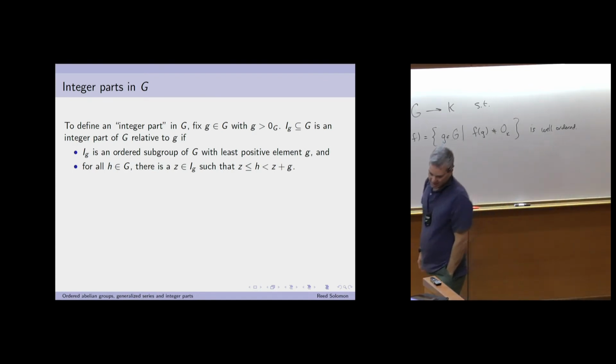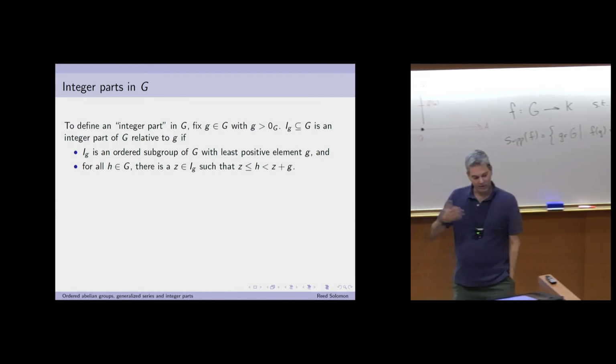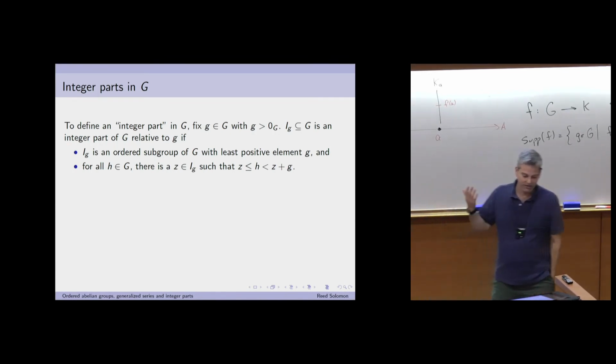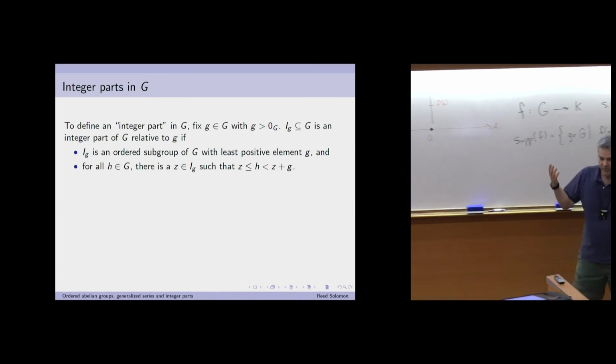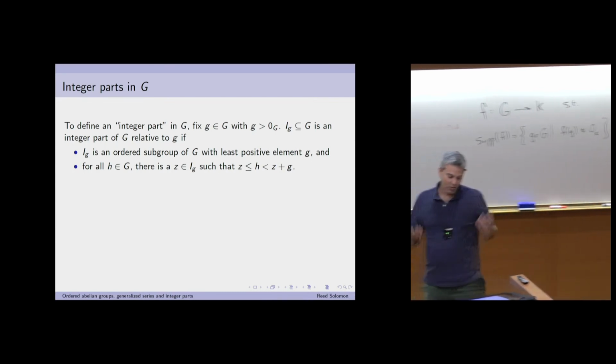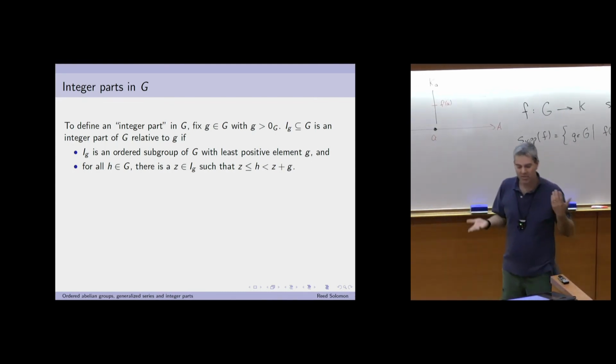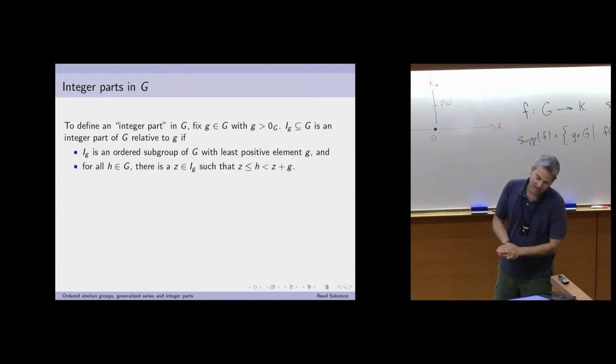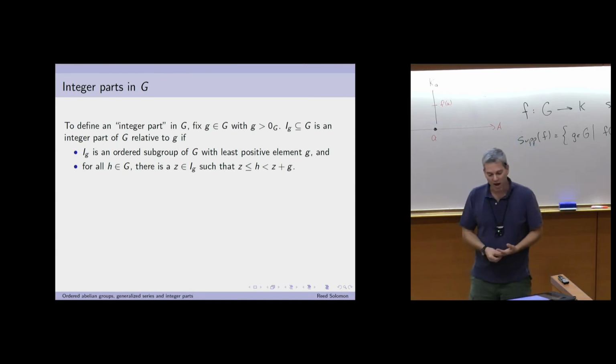So finally, to sort of close this circle, the idea was to say something about integer parts, the analog of integer parts in a group. So what should we mean by an integer part? Well, the idea would be to just fix a positive group element and treat that as though it were the one element in the integer part of the field.